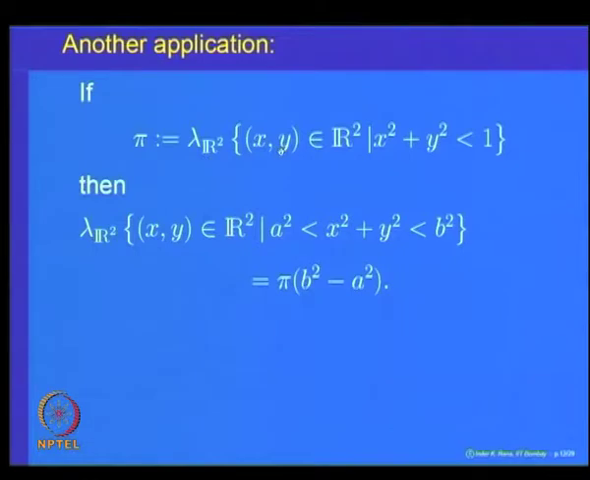So, the Lebesgue measure of all vectors x comma y in R 2 such that x square plus y square is less than 1. Let us look at that. Let us call the Lebesgue measure of this equal to a number pi. We are not assuming anything about pi. We are just saying that the Lebesgue measure of this unit circle is a finite quantity. So, let us see why it is finite.